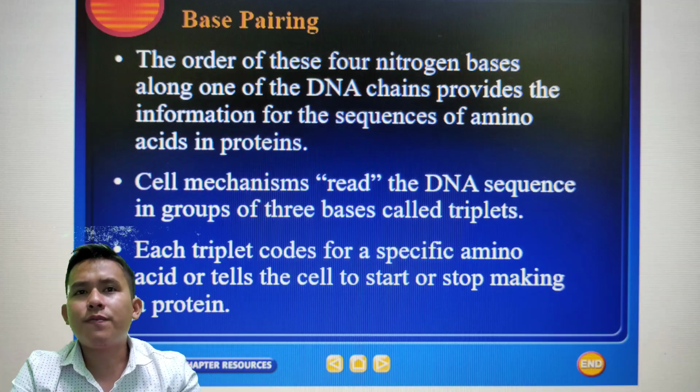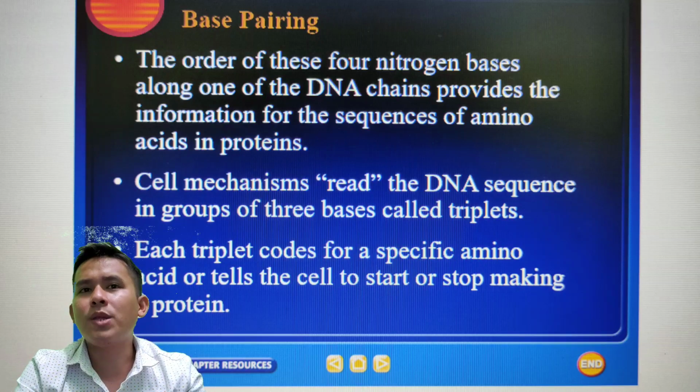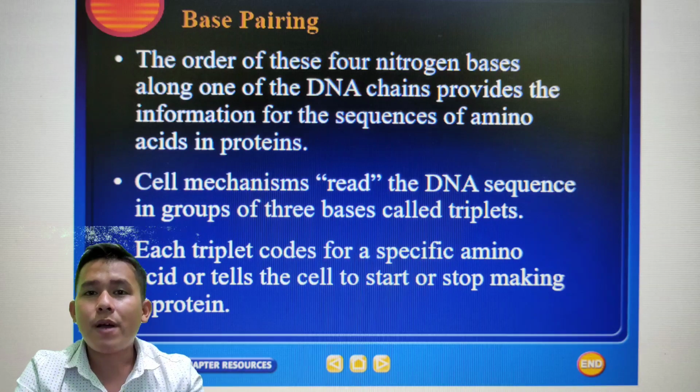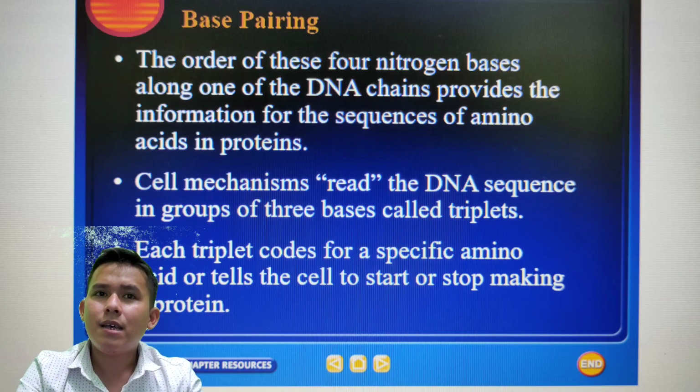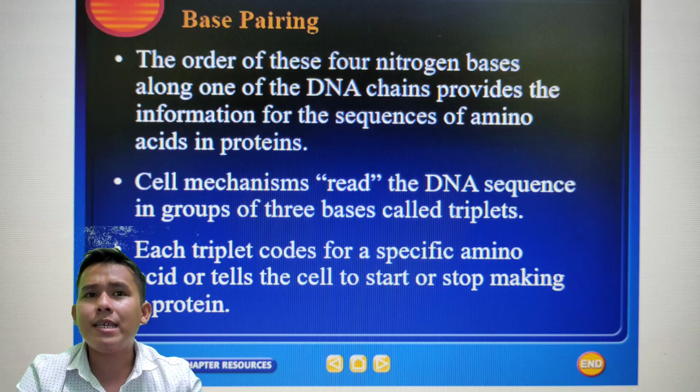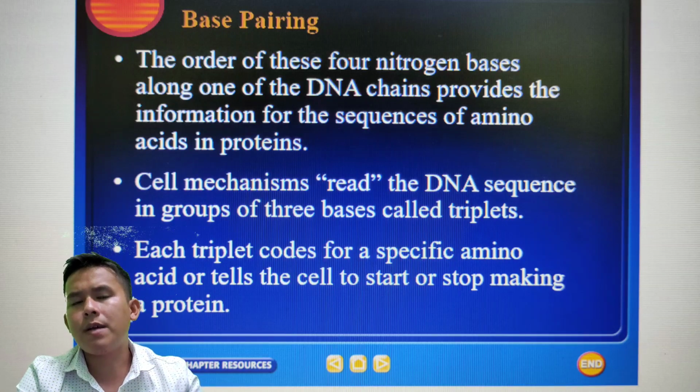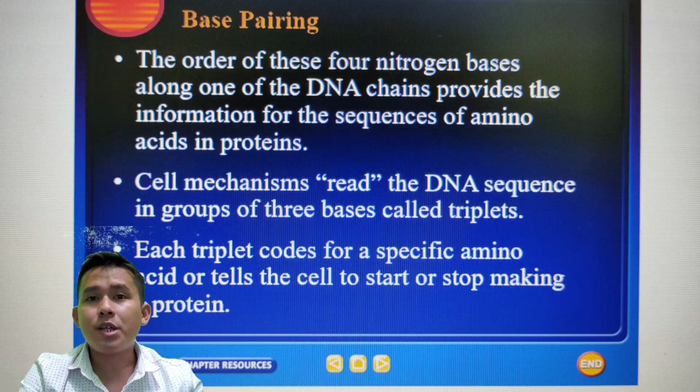The order of these four nitrogen bases along one of the DNA chains provides the information for the sequence of amino acids in proteins. Cell mechanisms read the DNA sequence in groups of three bases called triplets. Each triplet codes for a specific amino acid or tells the cell to start or stop making a protein.